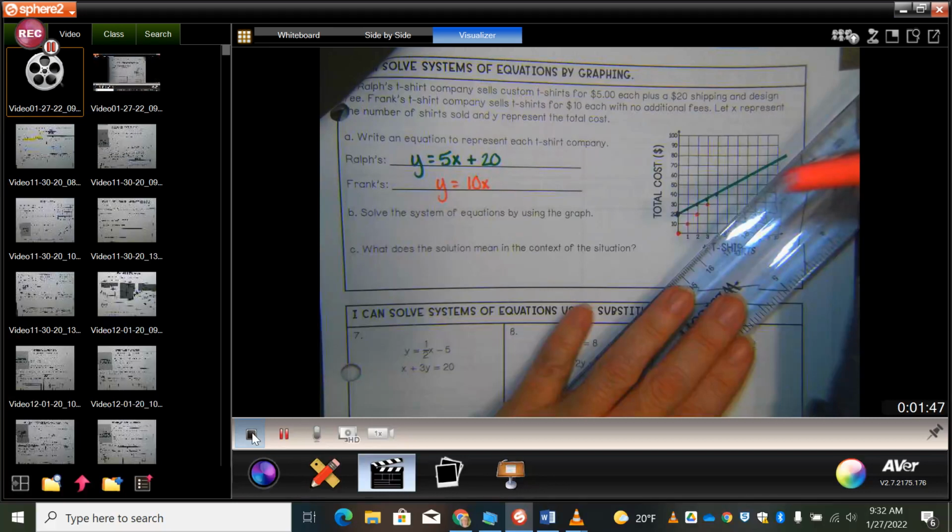Okay. And it says solve the system by graphing. Well, if you take a look, they intersect at the point (4, 40). Now it says, what does the solution mean in the context of this problem?